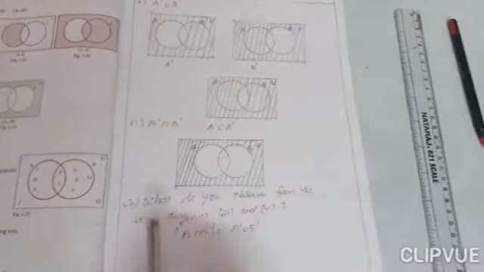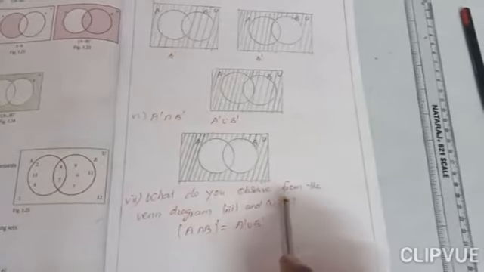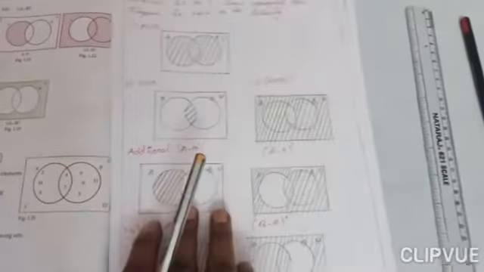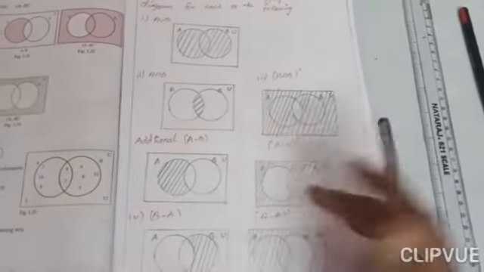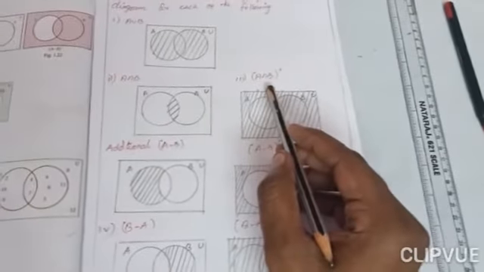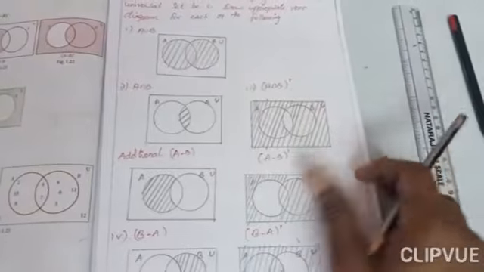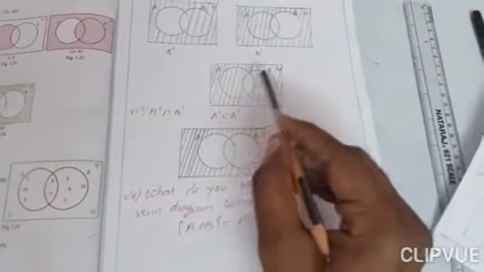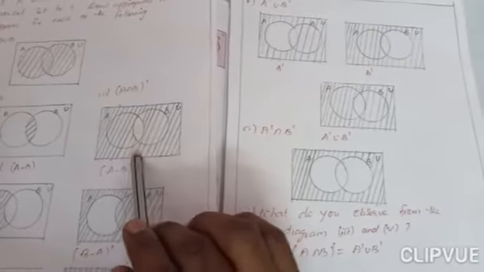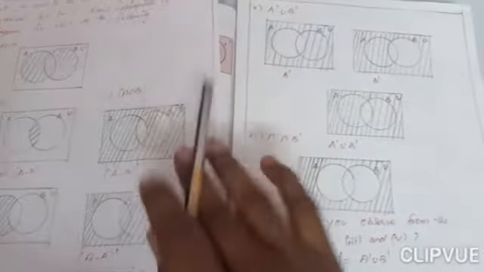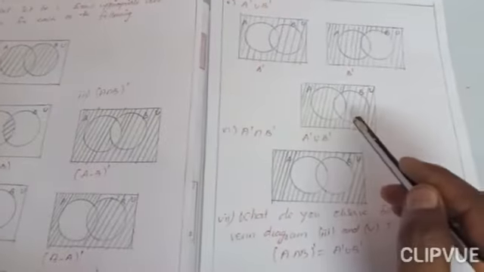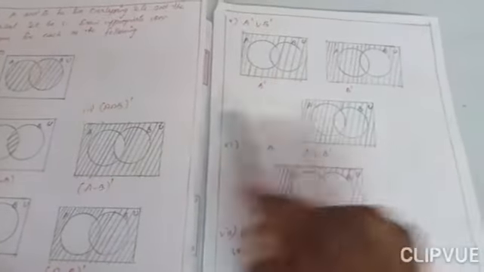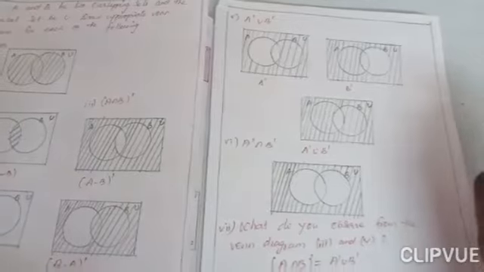Look at the last question. What do you observe from the Venn diagram 3 and 5? Look at the third one. The third one is A intersection B the whole dash. This is the third one, A intersection B the whole dash. This is the fifth one, A dash union B dash. Look at these two diagrams. The two diagrams also same.